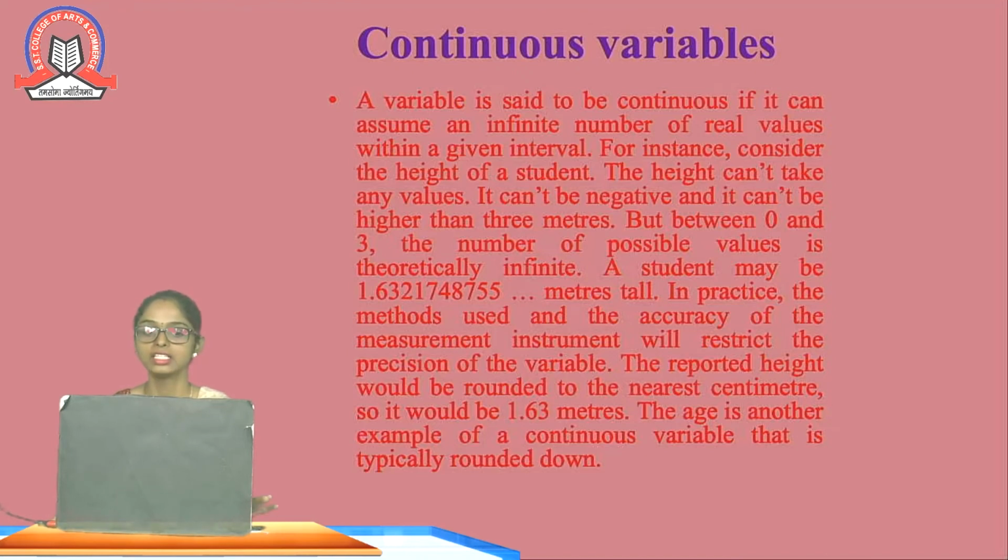In practice, the method used and the accuracy of the measurement instruments will restrict the precision of the variable. It means you have to round off the numbers. The reported height will be rounded to the nearest centimeter, so it could be 1.63 meters. Age is another example of a continuous variable that is typically rounded down.